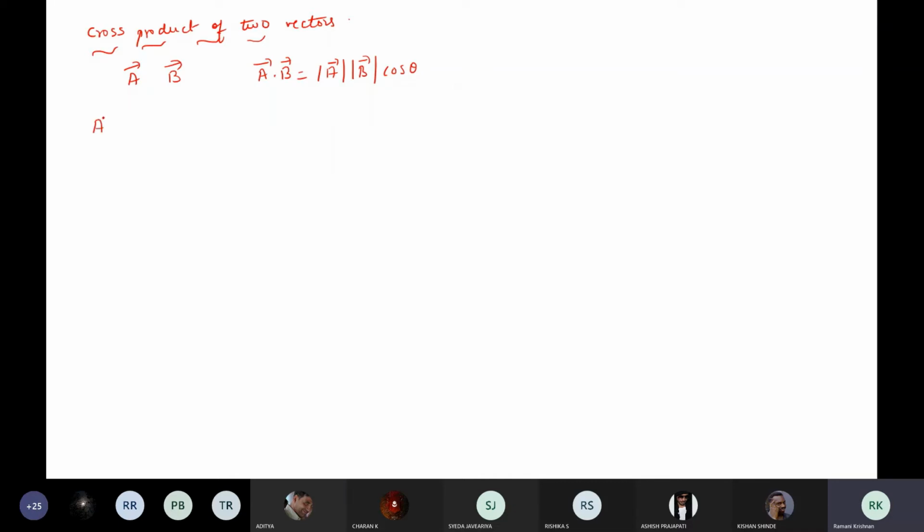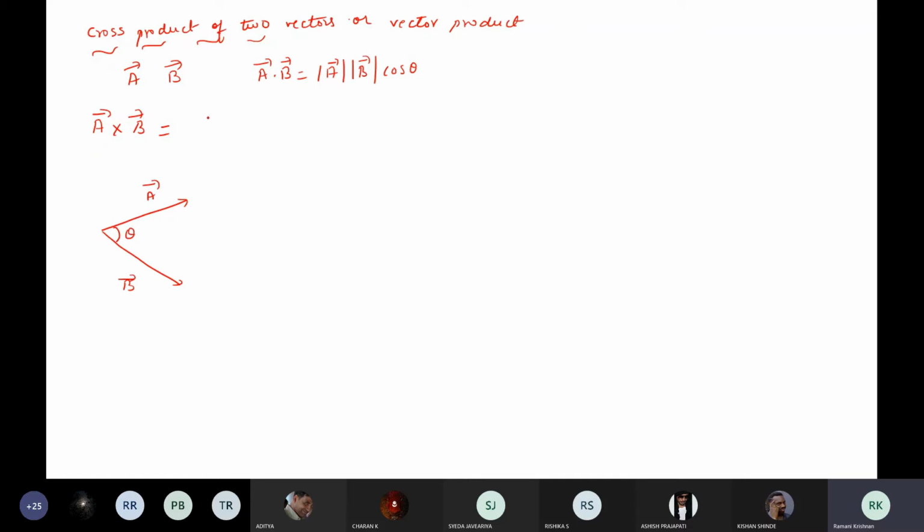It is also called vector product. Now a cross b vector is equal to what, I'll write. Can anyone guess? This is called cross product or vector product. A cross product of two vectors is defined as, again if I draw the diagram, this is a vector, this is b vector making an angle theta.